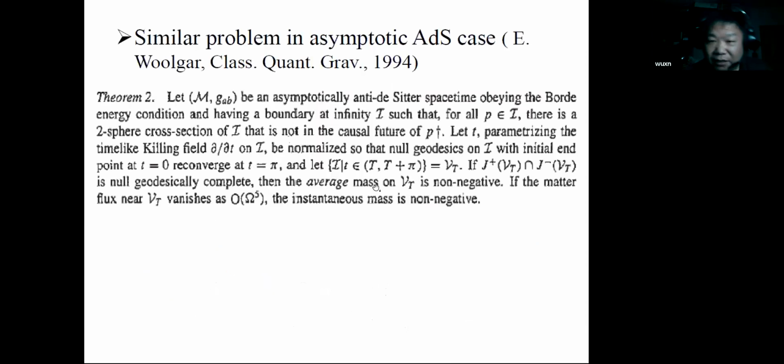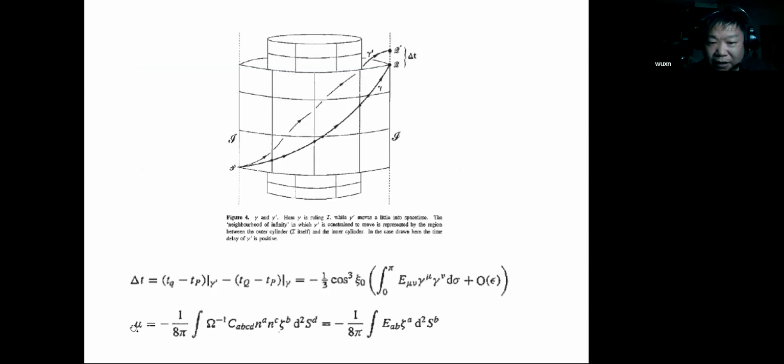It means that if we just consider the stationary case, then we can get the positivity of the energy in the asymptotic AdS case. So that is the first case in which we can really achieve Penrose's idea for the positive mass.